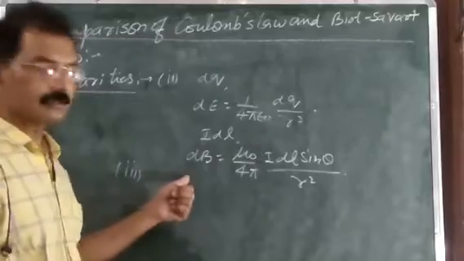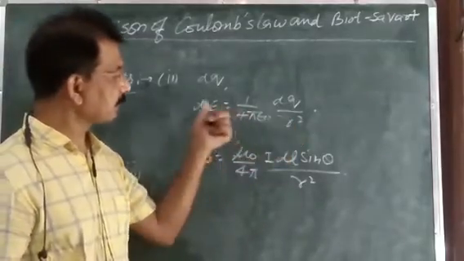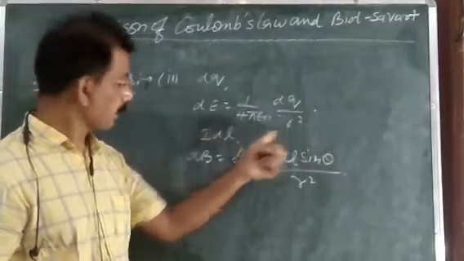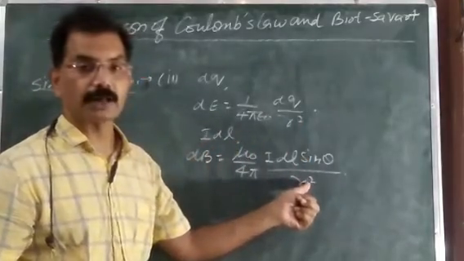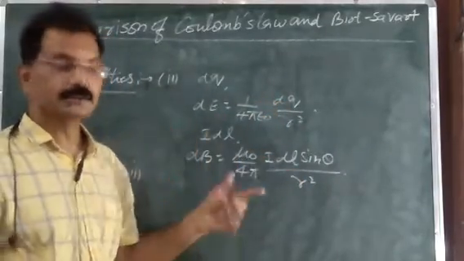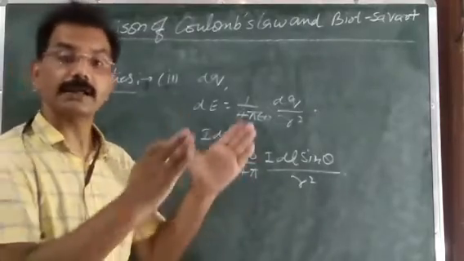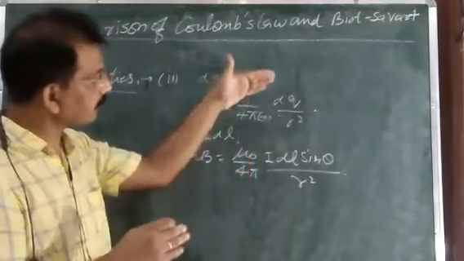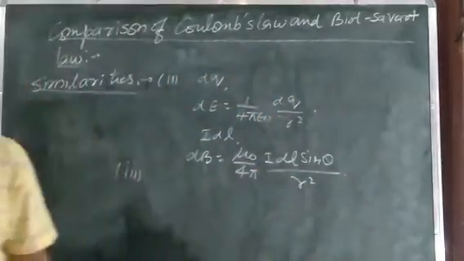And third point, you can say that here electric field is inversely proportional to r square. Magnetic field due to a current element is also inversely proportional to r square. It means both Coulomb's law as well as Biot law follow the inverse square law. So these are the similarities between Coulomb's law and Biot law.